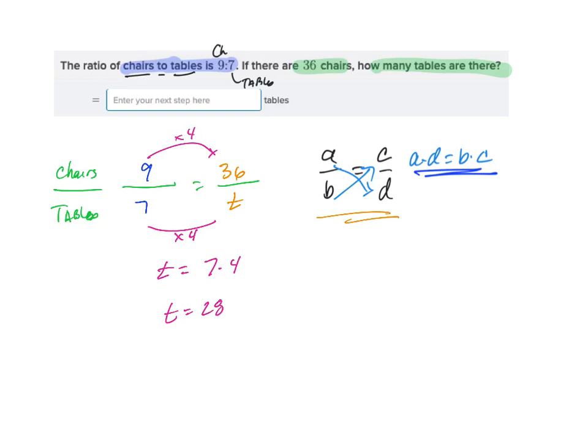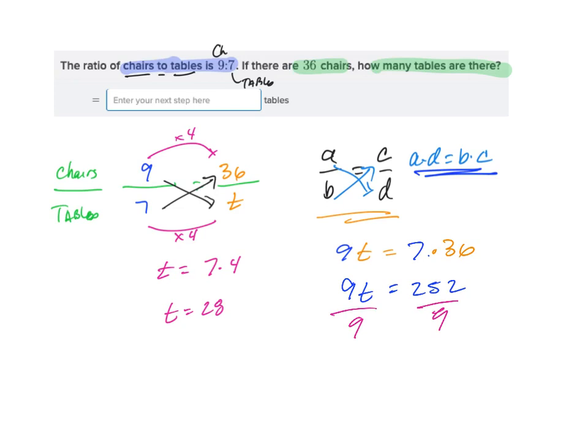Now, some of you may say, well, I prefer to use the cross products. That's fine. So you would have said that 9 times T equals 7 times 36, which means 9T equals 252. Then you're going to divide both sides by 9 to solve for T. So you get 1T, which means T equals 28.